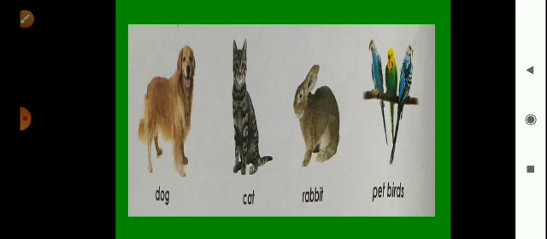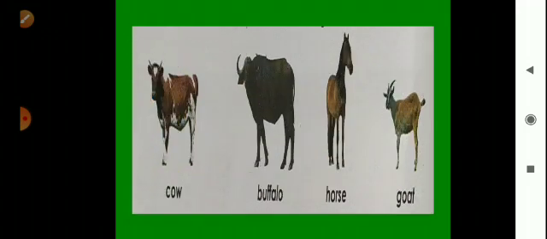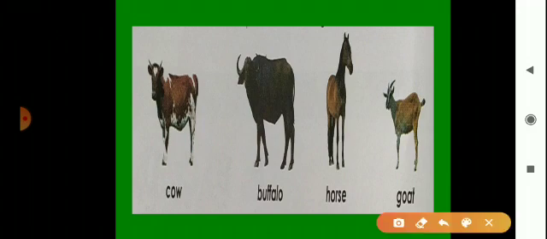Now, domestic animals that live on a farm or fields, look here, are called farm animals. These are domestic animals also, but when they live on a farm or fields, at that time we call them farm animals or field animals. So look here, a cow, which we can see on a farm, then a buffalo, a horse, and a goat. These are farm animals which we can see on farms or fields.